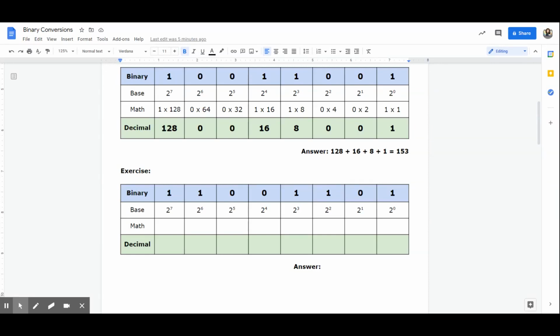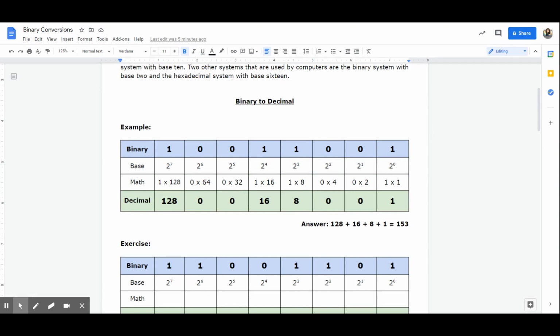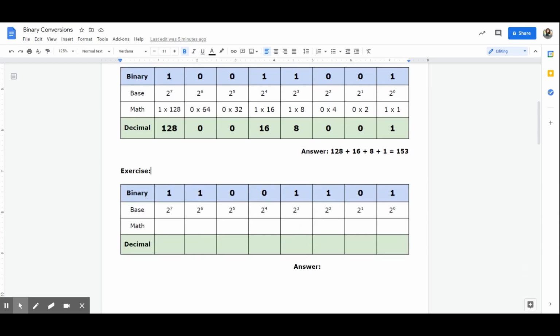This video is to help you complete the binary conversions worksheet. The first problem, we're converting a binary set of digits to decimal. And the way I like to think about these conversions is it's an all or nothing. If there's a 1 in the ones place, then all of that 1 is converted to a decimal. If there's a 0, then it's nothing.